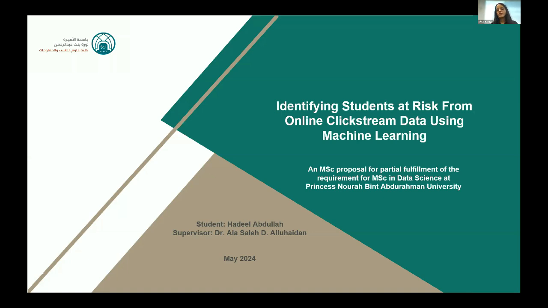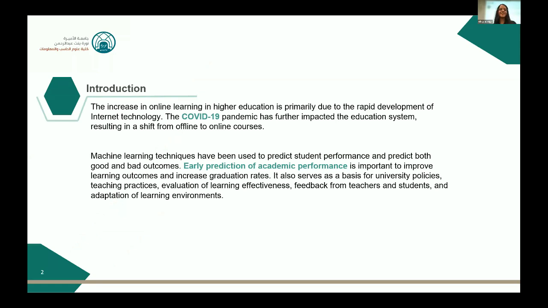All right, so the topic of her paper is identifying students at risk from online clickstream data using machine learning. Now, what does this mean? Okay. So as you saw during COVID, a lot of people switched to online learning. I'm sure many of you have tried doing online courses. The problem is that some students feel like it's not engaging enough. Some of them might be behind. Some of them might be struggling and they can't seem to ask for help.